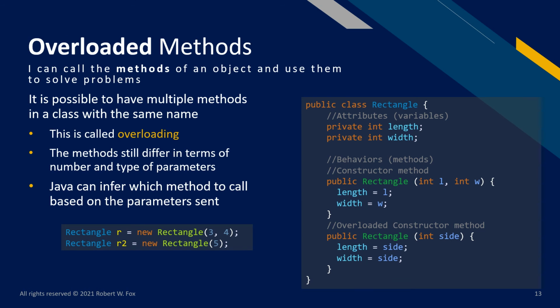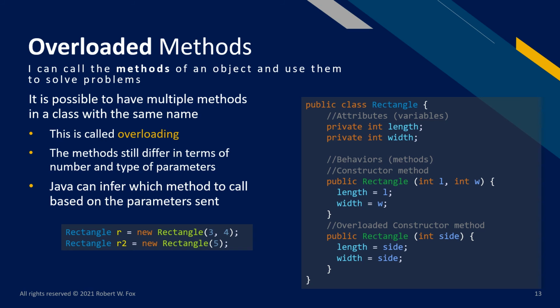Let's wrap up our discussion of object methods by talking about overloading. Overloading happens when we have 2 methods in a class that have the exact same name. So if you look at the rectangle class, here's my original constructor, public rectangle, and it sets the length and width of the rectangle. And then I've got another method that's called public rectangle that also sets the length and width of the rectangle. But there's a difference. My first constructor has 2 parameters, and my overloaded constructor has just 1. And what this does is it gives us options.